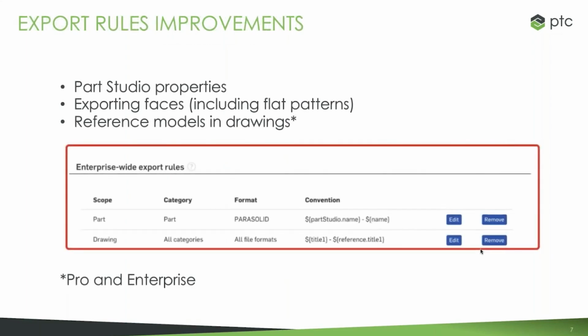This is one of the bigger changes. So a couple releases ago, we introduced export rules. We've added more export rules to Onshape in that you can link to the Part Studio properties when exporting. You can also trigger the export rules by exporting out of a face or a flat pattern. And also, if you are on Pro or Enterprise, you can reference models in the drawing. So when you're exporting out a drawing, you can use the model reference properties.